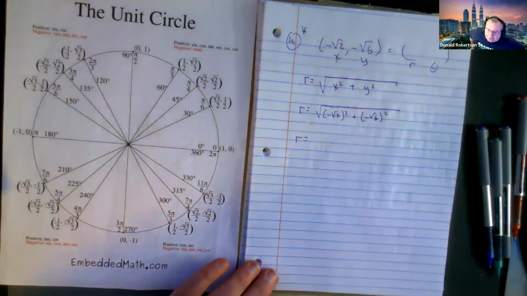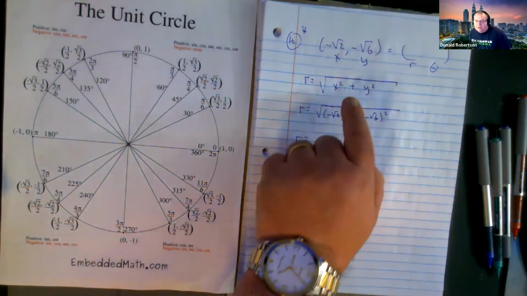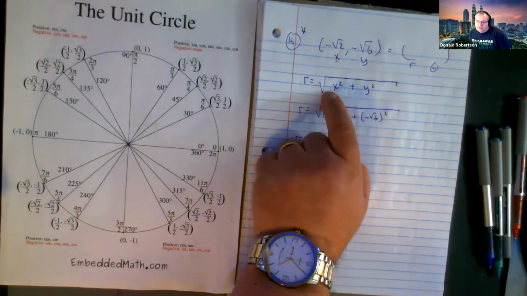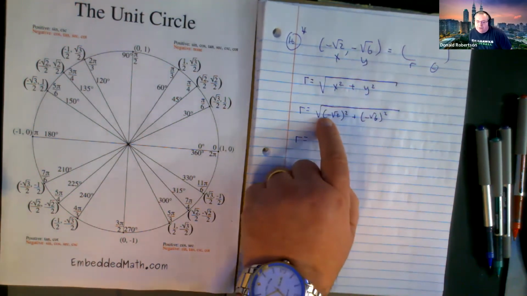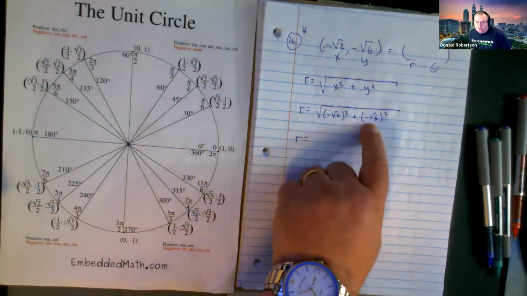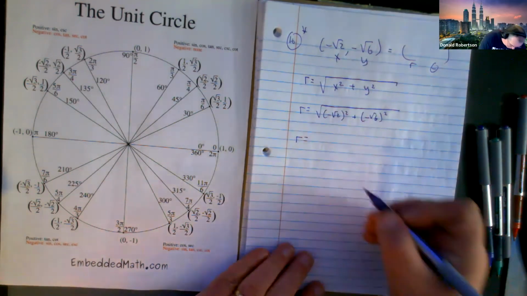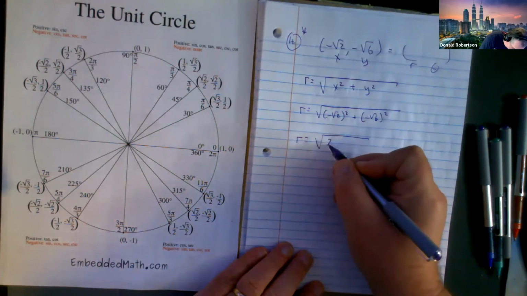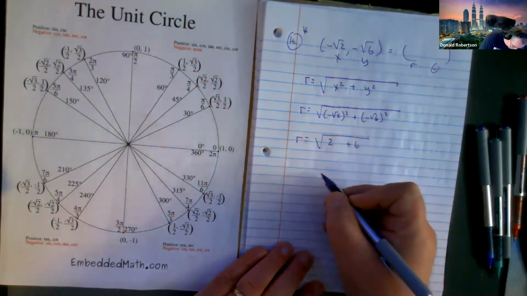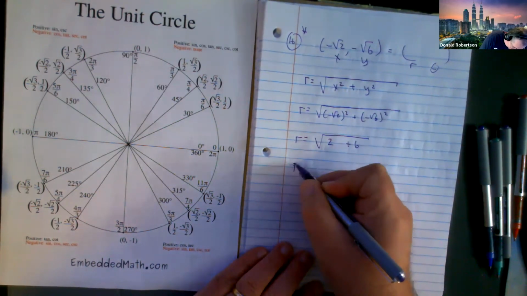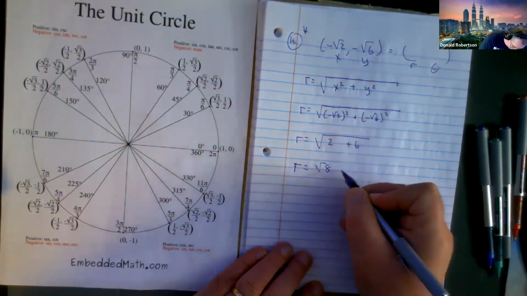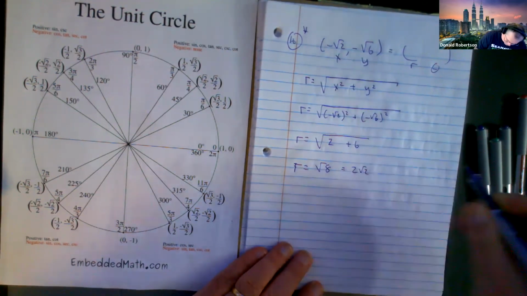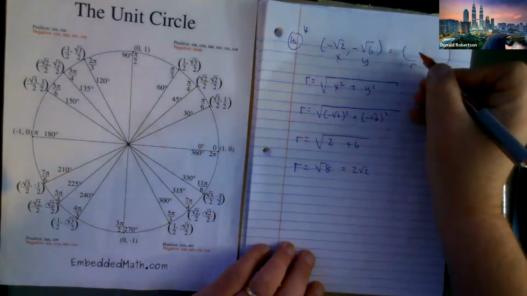Okay, let's go for it. The R value is given by the distance from the origin, which is this formula. So -√2 squared plus -√6 squared. And that gets me 2, and that gets me 6. And so I get the square root of 8, which is 2√2. So that's half the answer done.